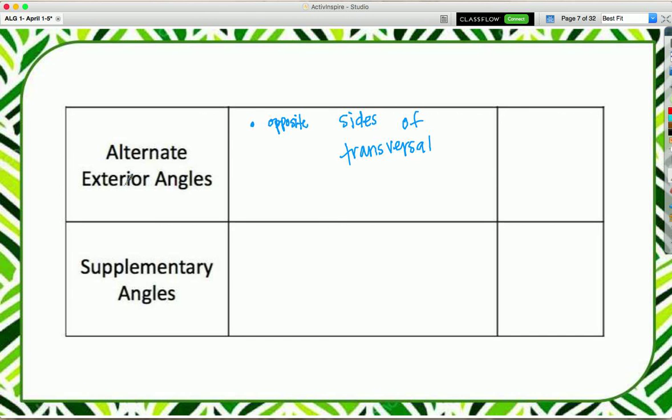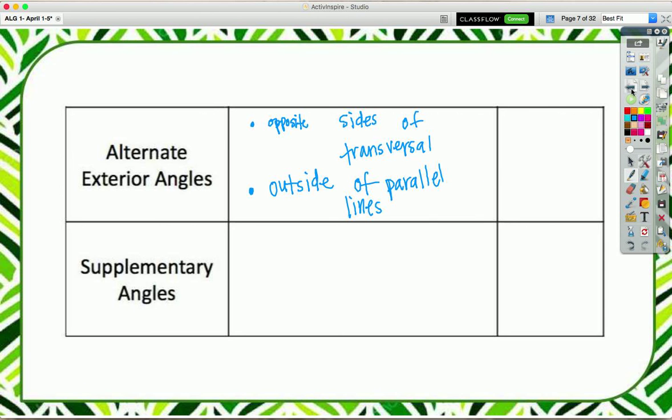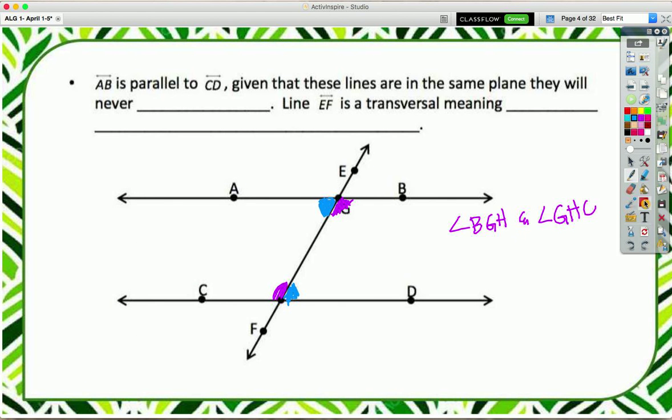But because it's alternate exterior, they have to be outside of the parallel lines. So there should only be two sets in our example that are alternate exterior. So opposite sides of the transversal, outside of the parallel lines. So if we look at our examples here, let me clear this.